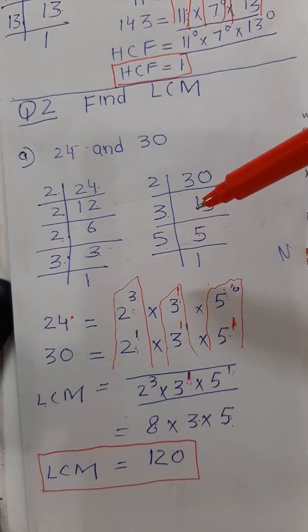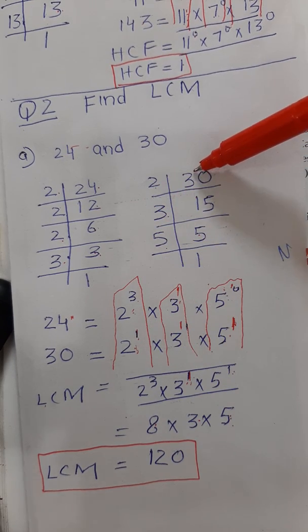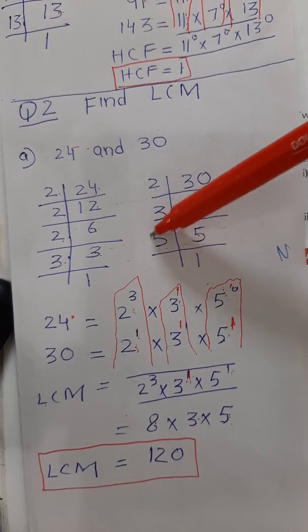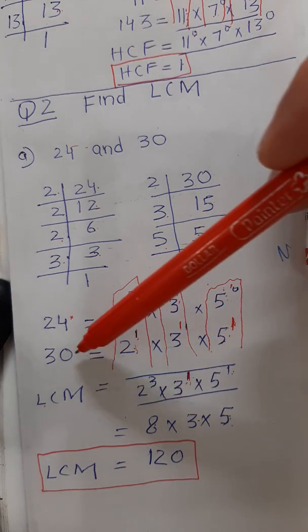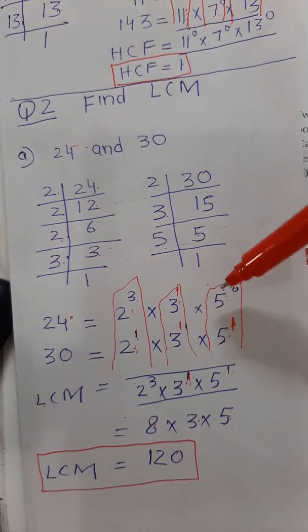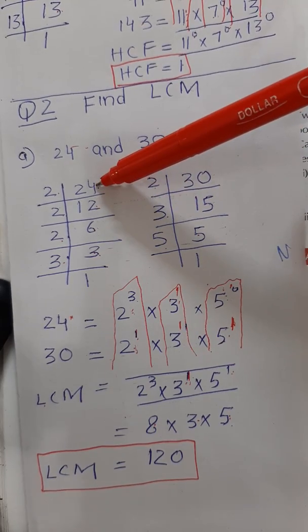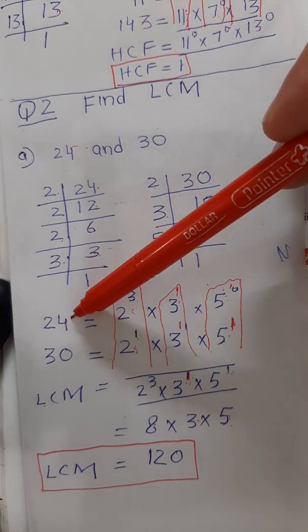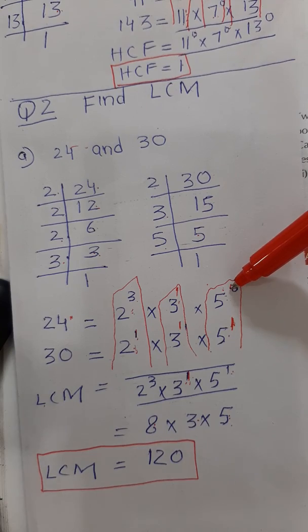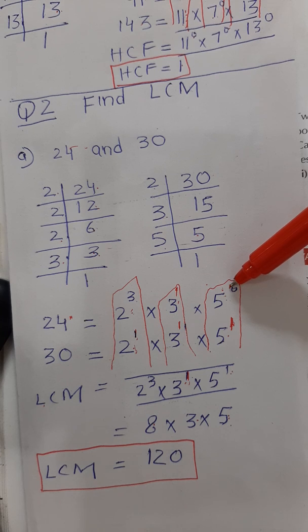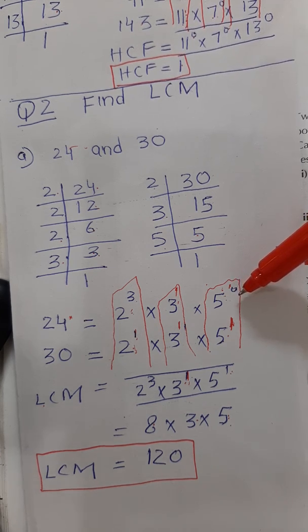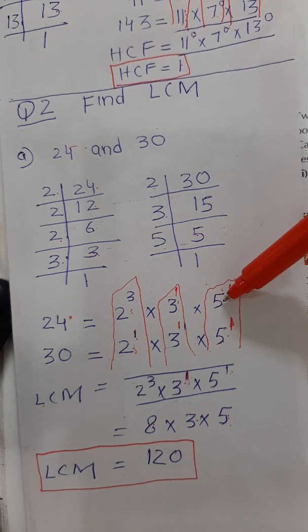Now the next factor present in 30 is 5. So I have written 5 in the factors of 30, but this 5 is not a factor of 24. Because 5 is not present in the factors of 24, instead of leaving an empty space over here, enter 5 with power 0. So if any factor is missing, you can enter it with power 0.